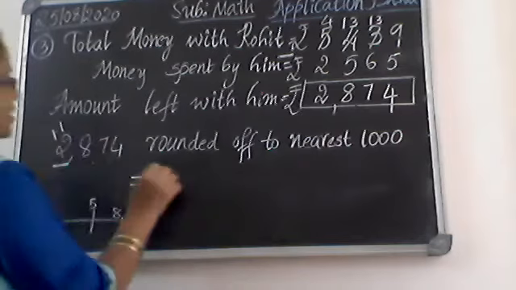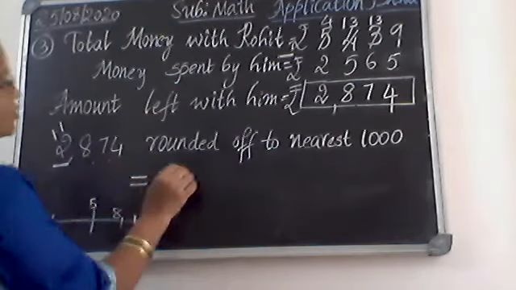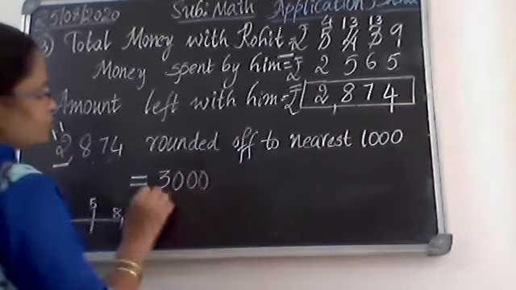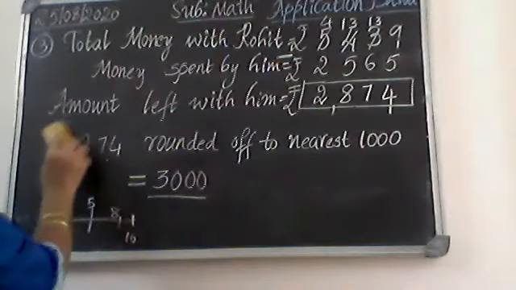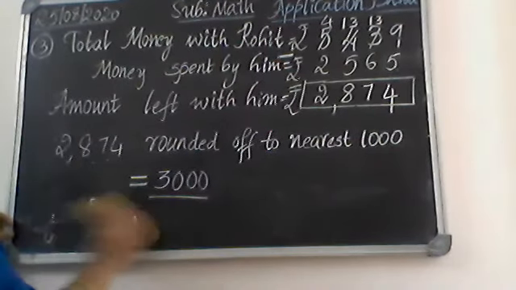So we have to increase this number by 1 and the remaining 3 digits become zeros. So 2 plus 1 is 3. 1, 2, 3 zeros you just write down. So 2,874 rounded off to the nearest 1,000 is 3,000. Is it clear, children?